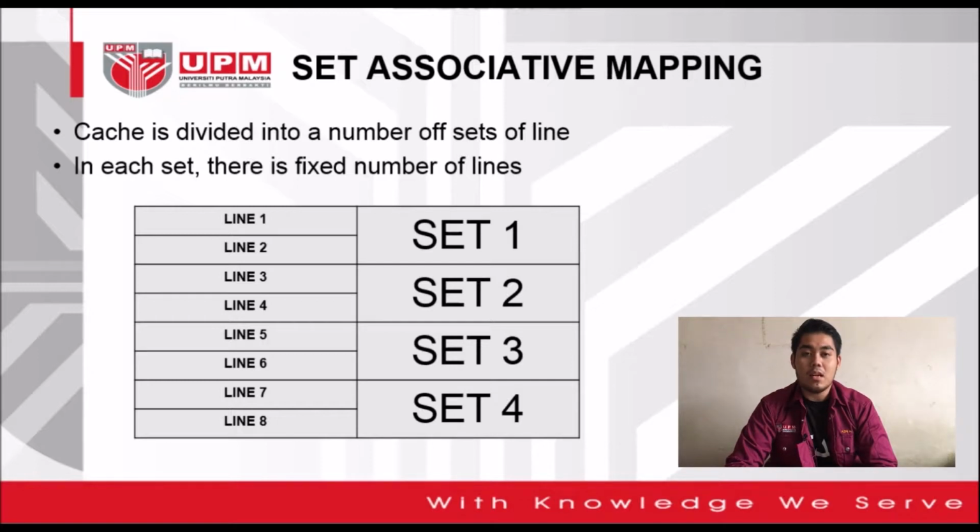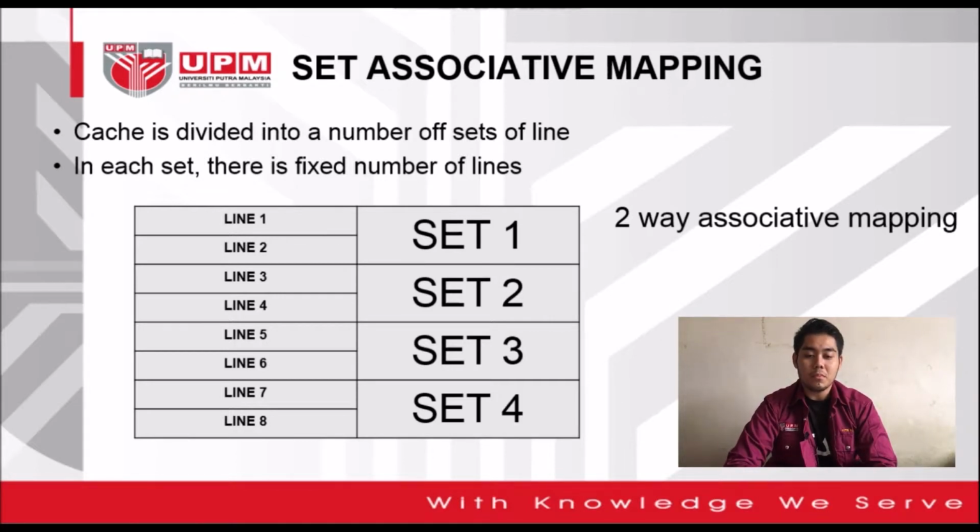In this set, there are 2 lines. It is a 2-way associative mapping. It depends on how many lines are in each set. If there are 4 lines, it is called 4-way associative mapping.